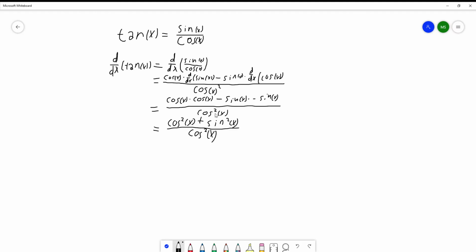Now this one, with a trigonometric identity, will be 1. So that's 1 divided by cosine squared of x. Now we can write that as the secant squared of x, because secant of x is 1 divided by cosine of x.